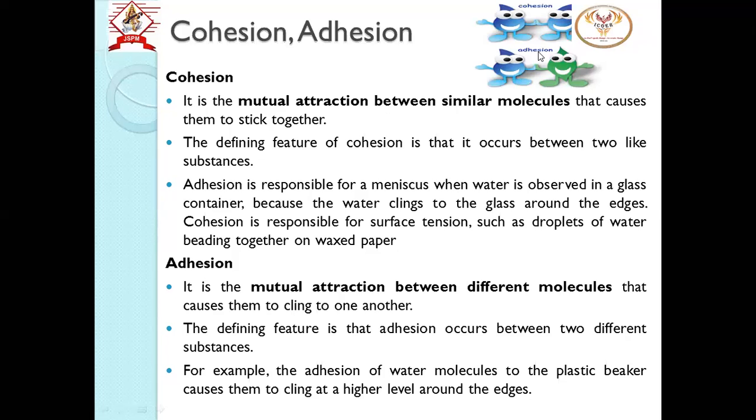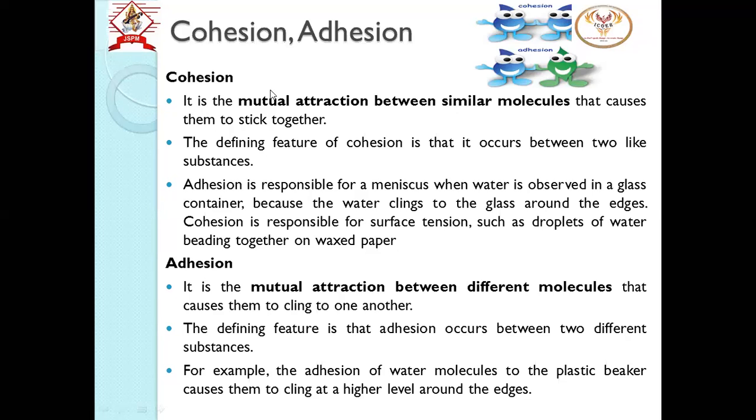So we have Fevicol. What does Fevicol do? Fevicol will stick two different materials, suppose the wood and suppose the Sunmica sheet. With the help of Fevicol, we can stick two different materials, that is adhesive. So Fevicol is called an adhesive. And when two same molecules attract each other, that is called cohesion. So this is the simple cohesion and adhesion.